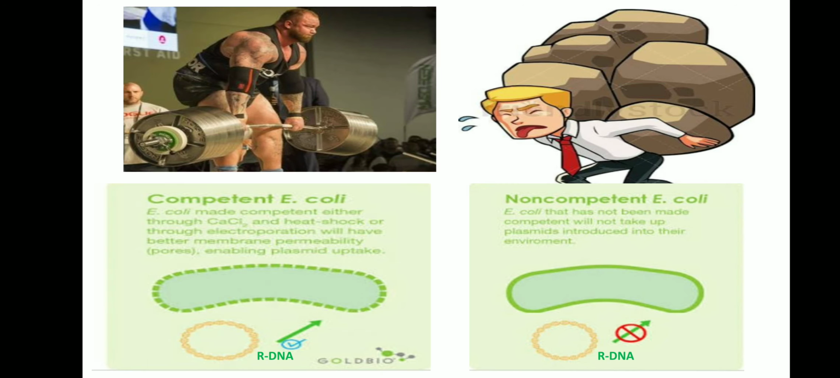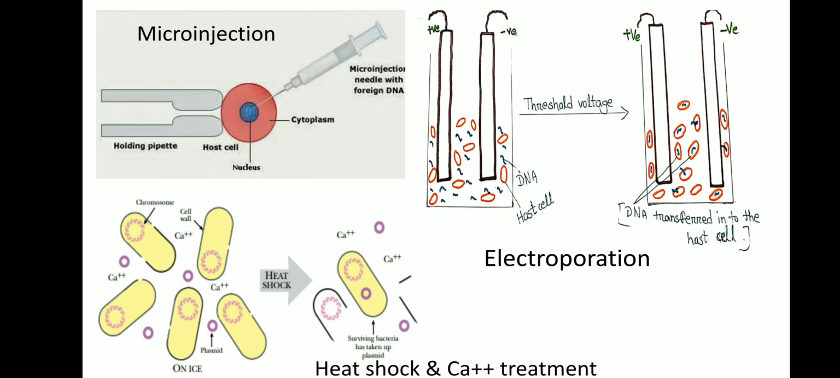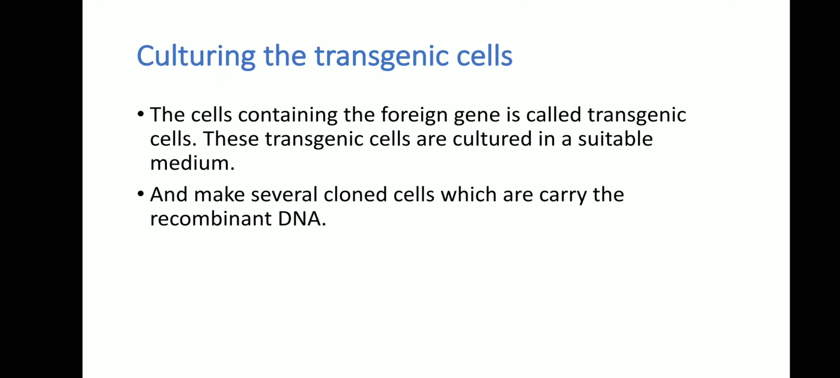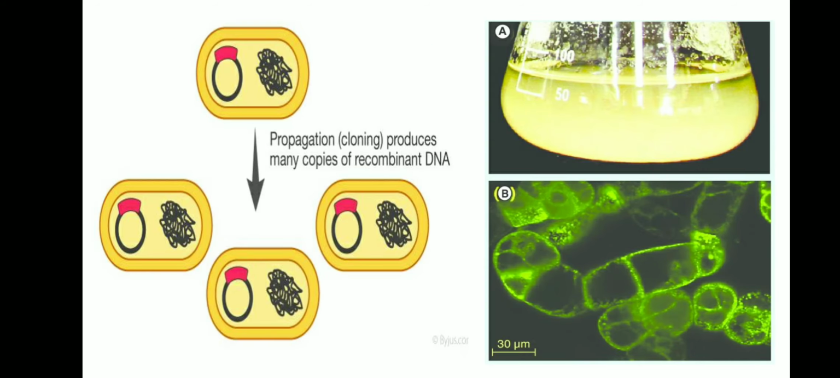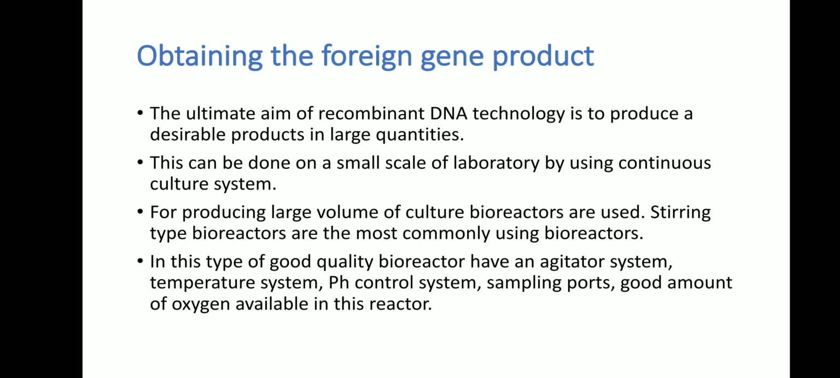Then after transferring the recombinant DNA into the host cell, into the competent cell, a transgenic cell is formed. This transgenic cell is transferred into the culture media, and a suitable medium, with the right pH, temperature, and sufficient amount of oxygen, is needed to culture this transgenic cell easily. After culturing this cell, the foreign product is obtained.